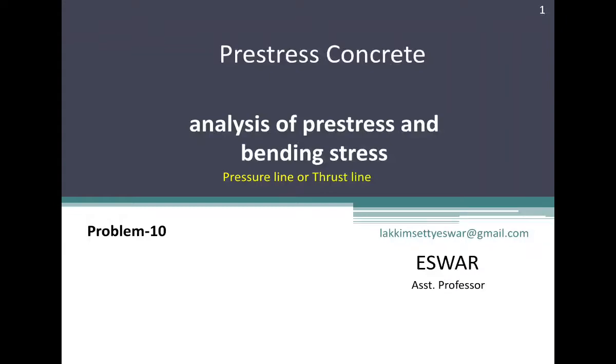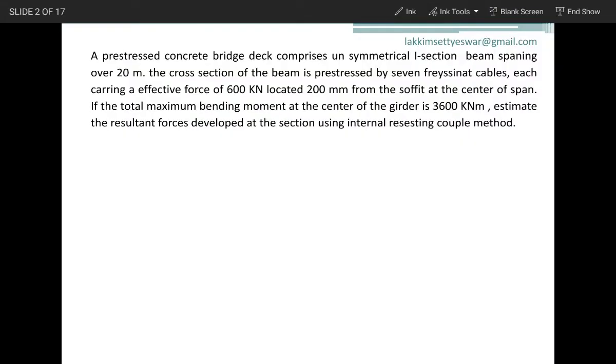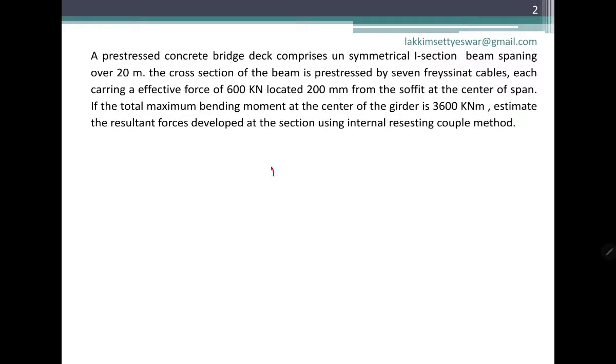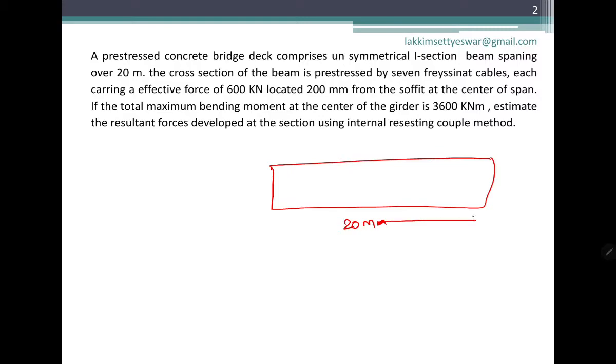Everyone, let's solve a problem in the topic pressure line or thrust line. A pre-stressed concrete bridge deck comprises an unsymmetrical I-section beam spanning over 20 meters. So, the length of the beam is 20 meters. The cross section of the beam is an unsymmetrical I-section.